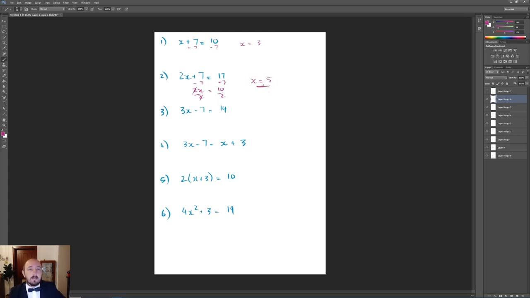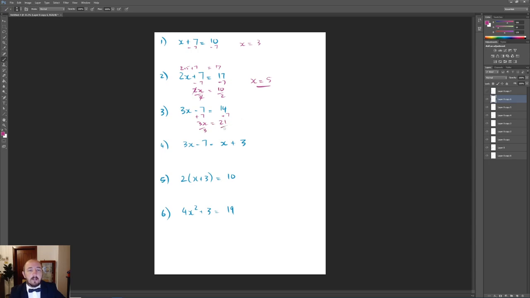I'm going to substitute these back in. 5 times 2, so 2 times 5 plus 7. Yes, that does give us 17. Here, we have a plus 7 to get rid of the negative 7 here. So that gives us 3x equals 21.